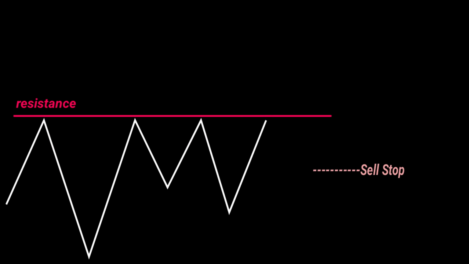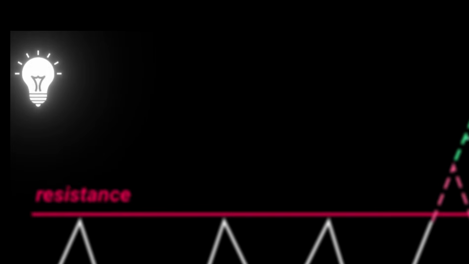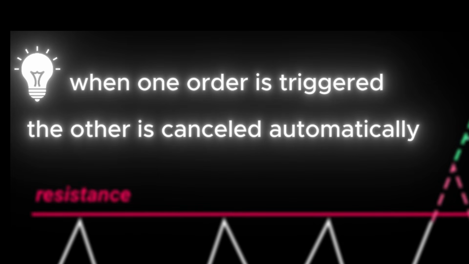Resistance, place a sell stop a little below the resistance. If the market does a stop hunt and reverses down, this order will be triggered. Place a buy stop just above the resistance. If the breakout is real and the price continues higher, this order will catch the move up. Note, when one order is triggered, the other is cancelled automatically.